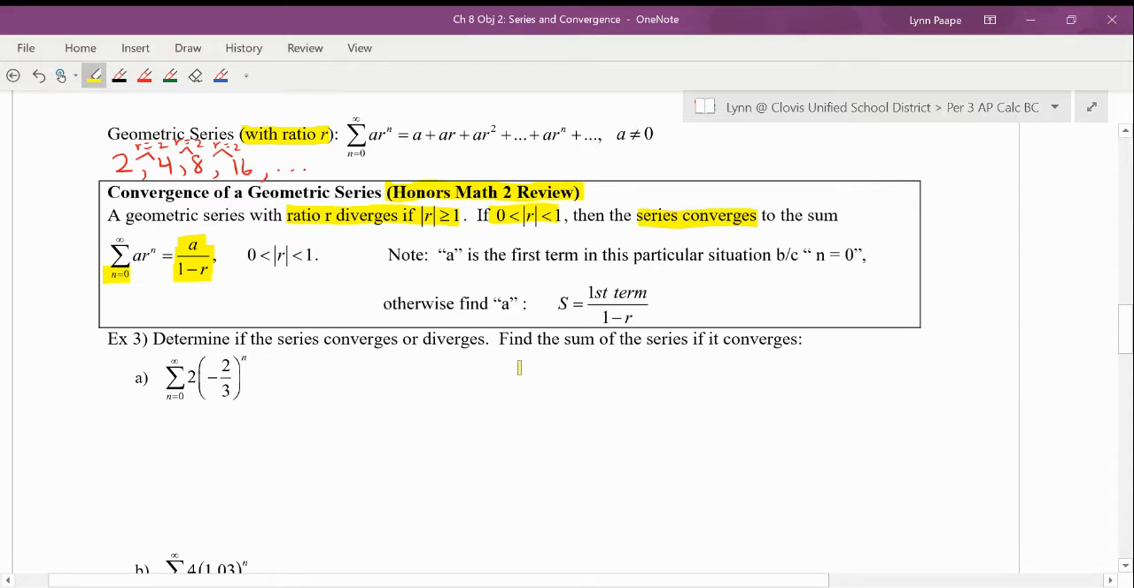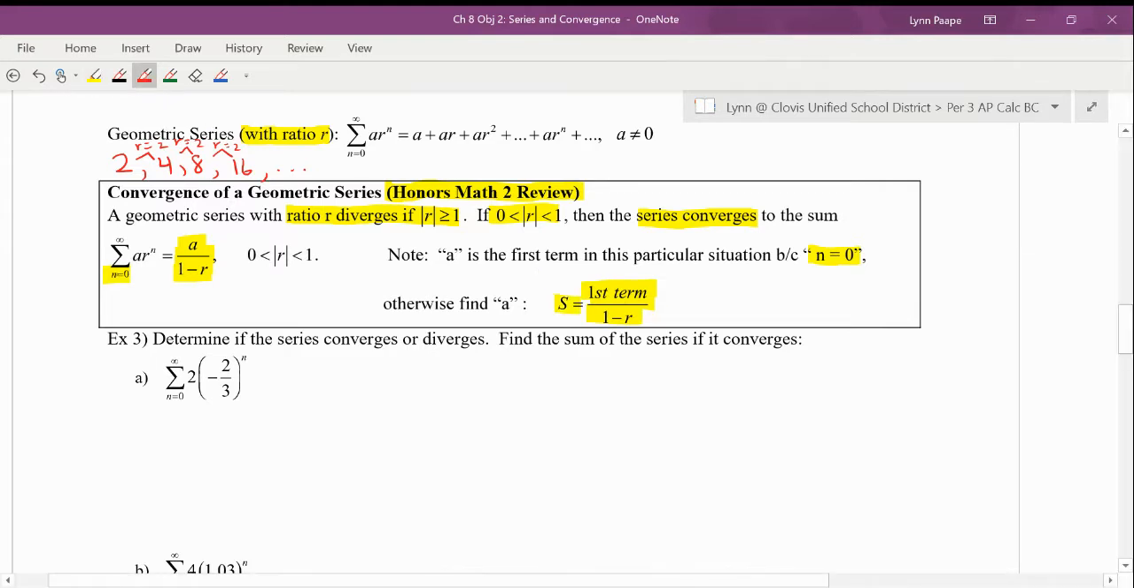For our book work and things like that, it will just about always start at 0. But then the AP tests are like, no, we're not going to start at 0, way too easy. And so what we really need to think about is, if it doesn't start at 0, the sum of the series is really the value of the first term divided by 1 minus r.